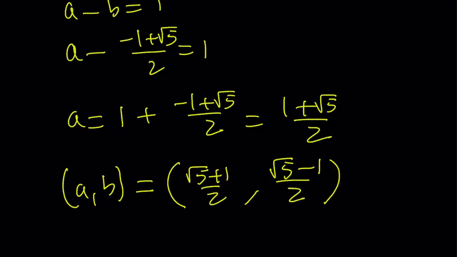And notice that when I subtract a minus b, I'm getting 1 because the square root of 5 cancels out. And when I multiply them, I'm getting 5 minus 1 divided by 4, which is equal to 1. It's kind of like two numbers whose difference is 1 and whose product is 1.